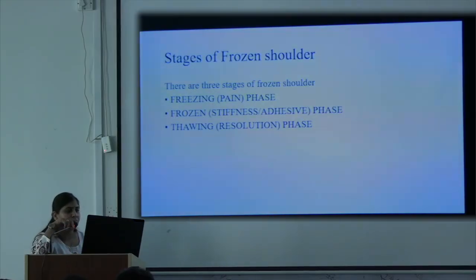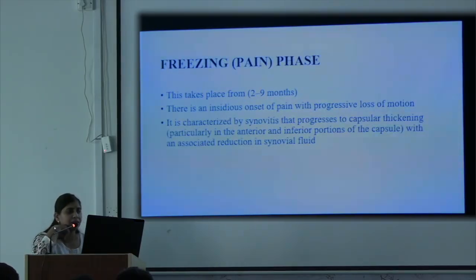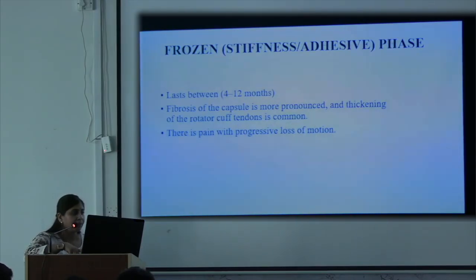The stages of frozen shoulder: first is the freezing stage, the pain stage, second one is the frozen stiffness stage, and third one is the thawing phase, the dissolution stage. Freezing phase takes only 2 to 9 months. There is an insidious onset of pain with progressive loss of motion. It is characterized by synovitis that progresses to capsular thickening, particularly in the anterior and inferior portion of the capsule, with an associated reduction in the synovial fluid.